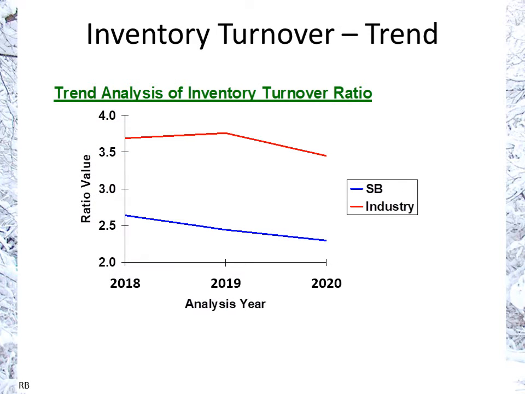Here you see the trends. The industry has a reduced value for the inventory turnover, and Sequoia Bonsai has been much below the industry rate and is still falling. Those are not good signs. That's not good for the industry, but it's much worse even for Sequoia Bonsai.